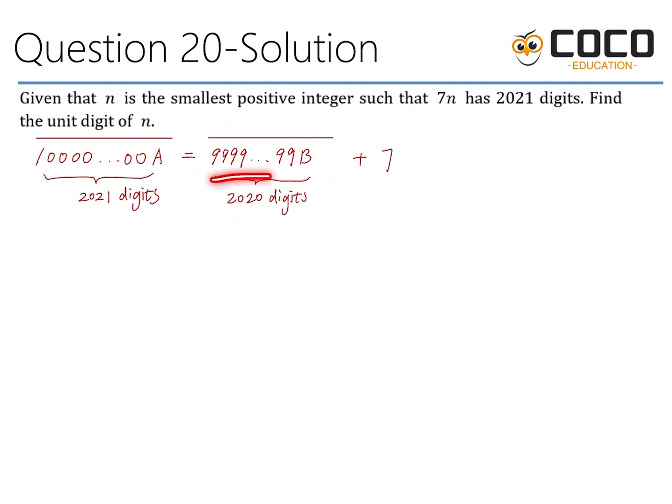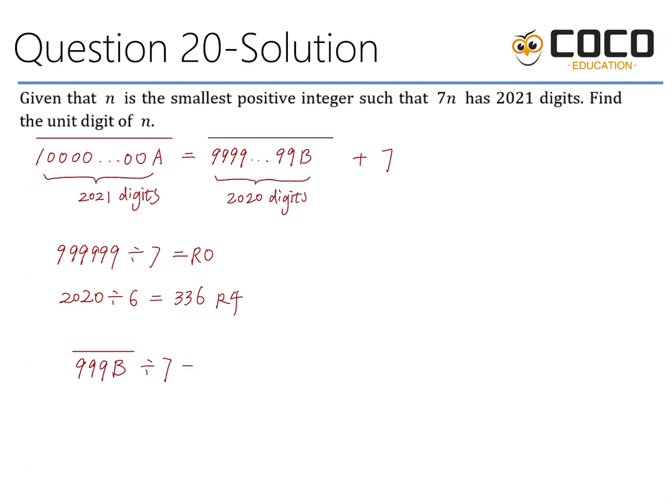Now when you're checking for this value, we know that every 6-digit 9 is divisible by 7. This one divided by 7, remainder is 0. So we divide the 2020 digit number into group of 6. 2020 divided by 6 equals 336, remainder 4. There is 336 groups with a remainder of 4 digits. So we are left with the last 4 digits, 999B. Then we have to check this number divided by 7, there is no remainder.